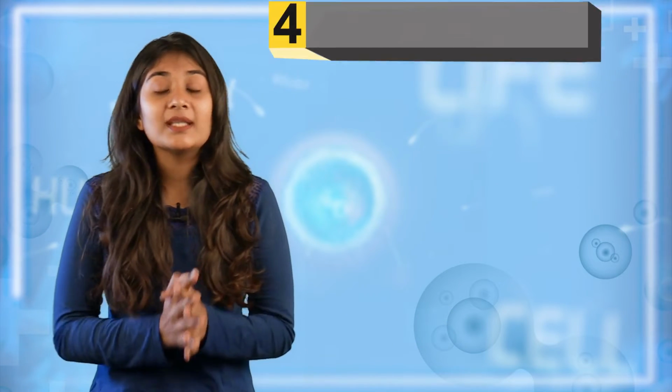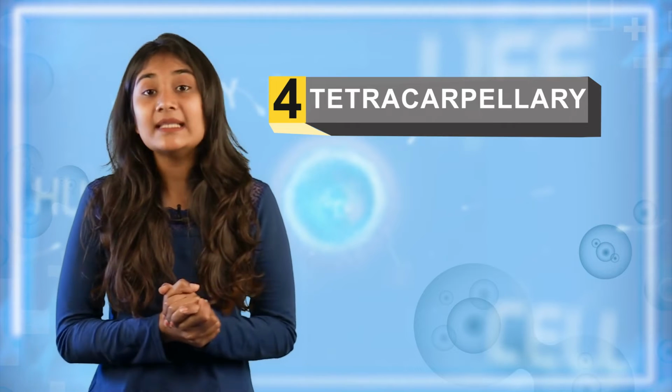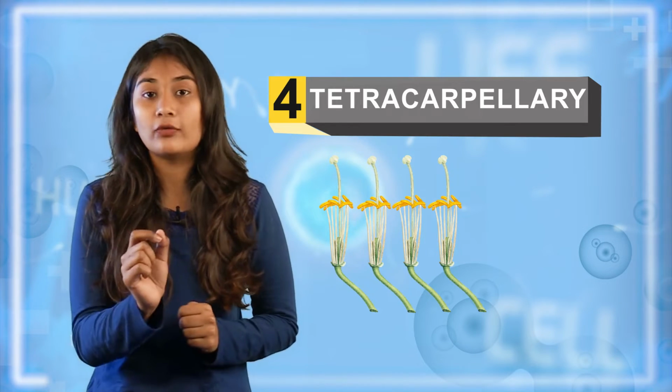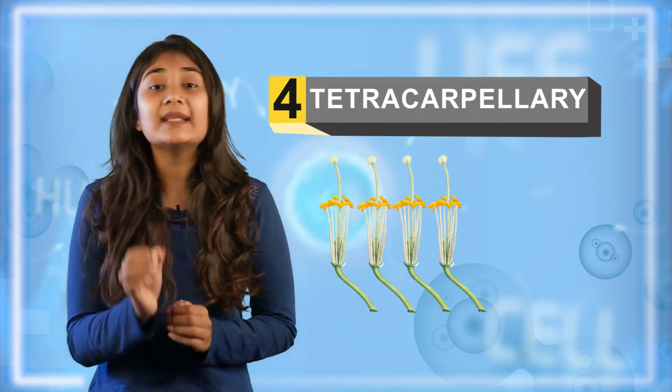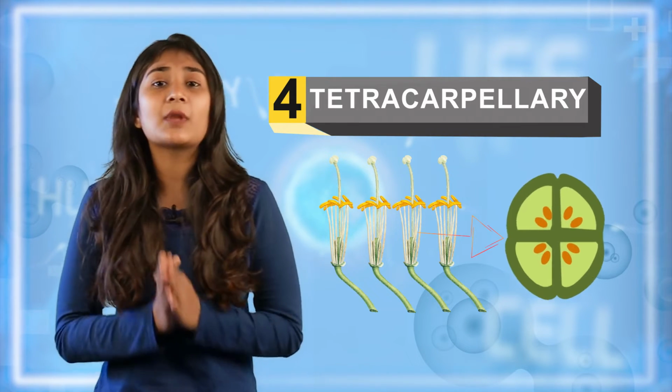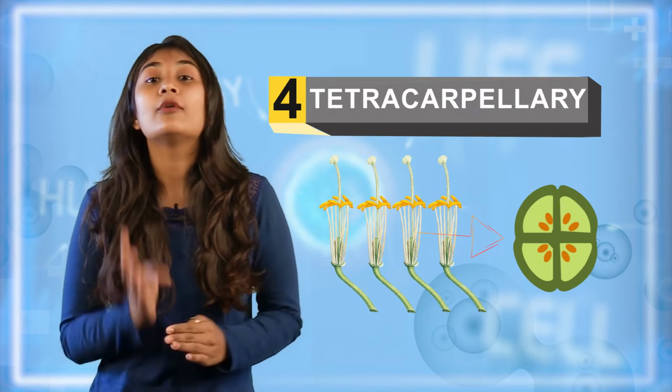So your fourth one is tetracarpellary. That means there is presence of four carpels or pistils in the ovary. That is, you can find it in plants like cotton and Oenothera. When you see the cotton plant, the flower will have four carpels.